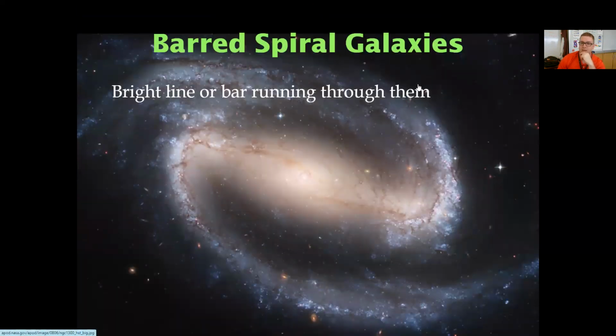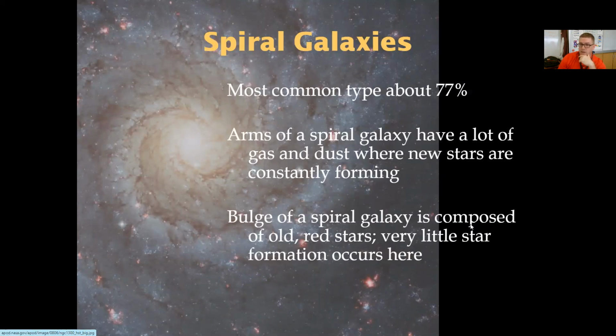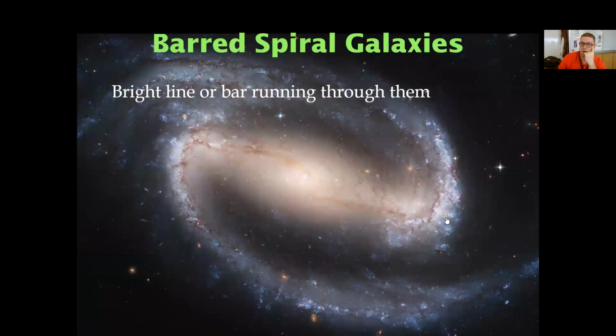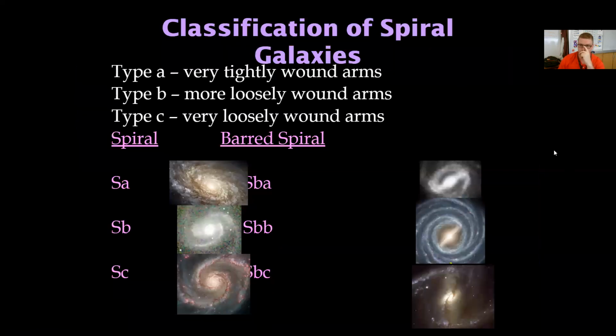A barred spiral galaxy looks like a spiral galaxy, except it has this really long, straight line or bar, if you will, running through the middle of the galaxy. If I flip back between these two slides, a spiral galaxy looks like water going down a drain, whereas a barred one looks more like a hurricane symbol, because there's that really long bar of stars and dust and gas running through the center. So a barred spiral looks like a spiral, but it has that really elongated middle portion.